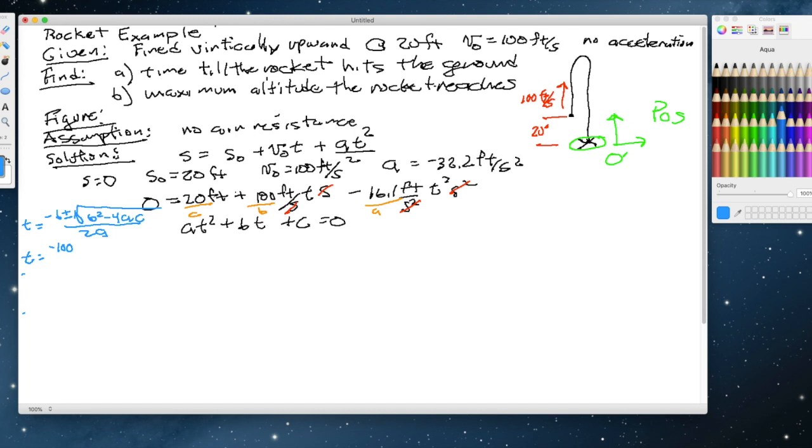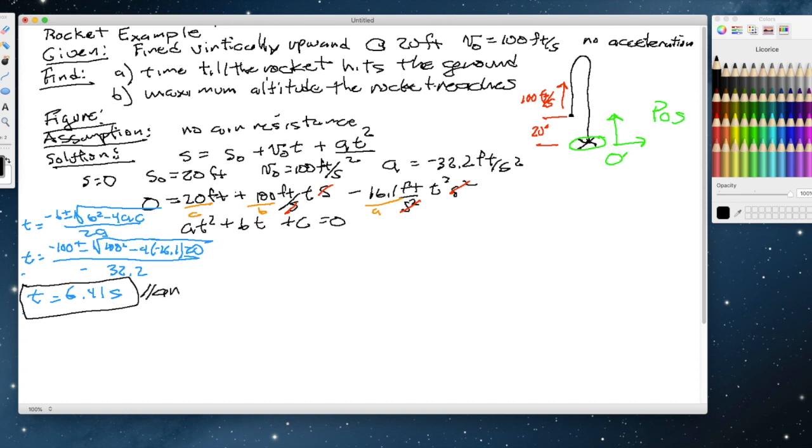I'm not putting the feet and all that in there this time. Okay, 100 squared minus 4 times a negative 16.1 times 20, all divided by a minus 32.2. The only positive answer here was T equals 6.41 seconds. And this is our answer.